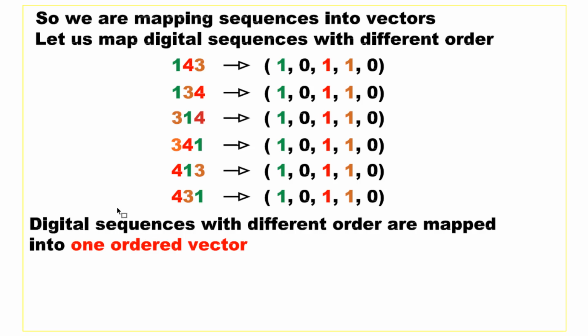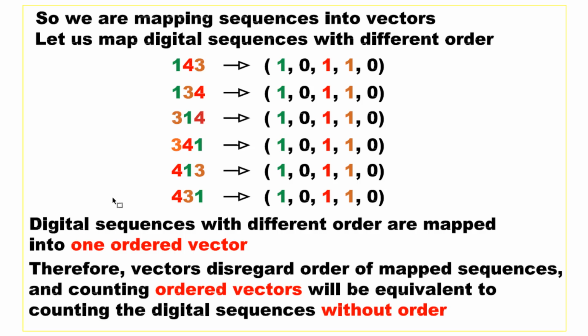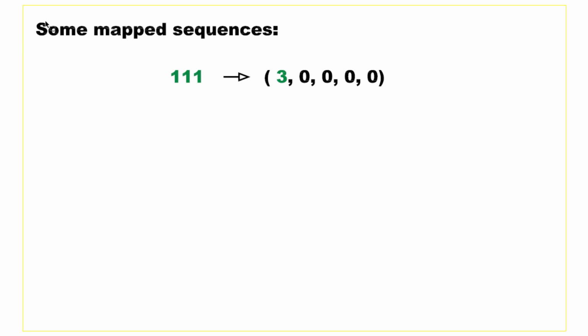So what does that mean for our counting problem? It means that vectors disregard the order of mapped sequences. It means that counting ordered vectors will be equivalent to counting the digital sequences without order. So this is the beauty of this transform. If we count these ordered vectors, we are going to be counting the sequences without order, and that's exactly what we need.